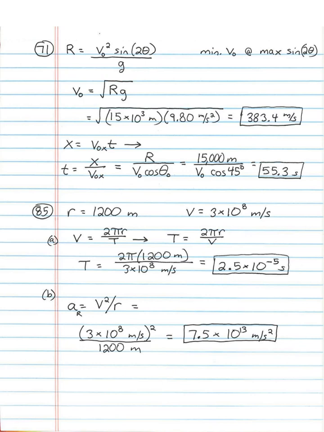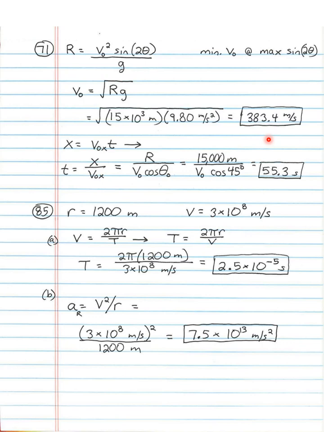Sine of 2 theta, well, that's a 45-degree angle. Sine of 2 theta becomes sine of 90 degrees, which just goes to 1. So we're left with R equals v naught squared over g, but we're going to solve that for v naught, and it's the square root of Rg. Plug in the range, 15 times 10 to the third meters times g, and we get 383.4 meters per second.